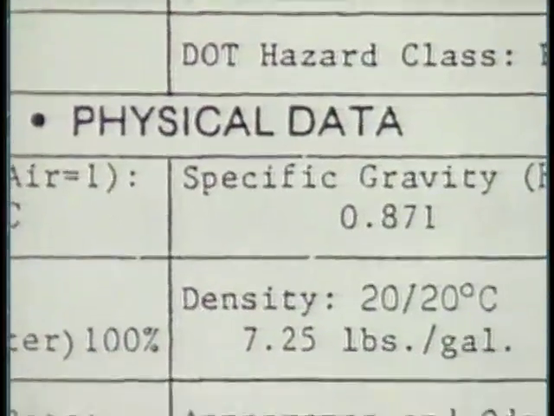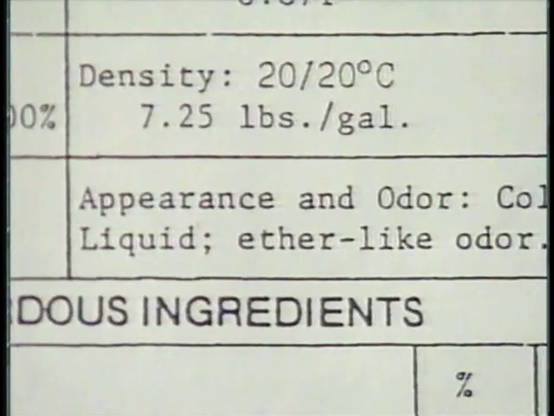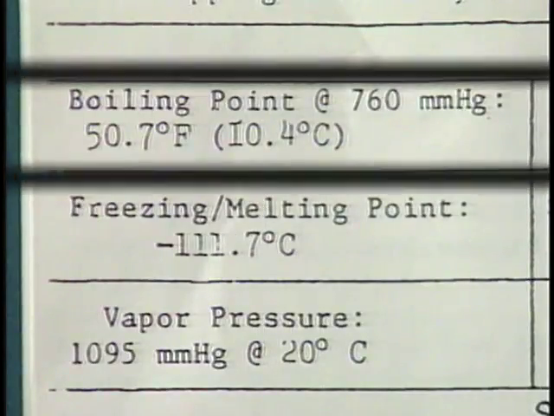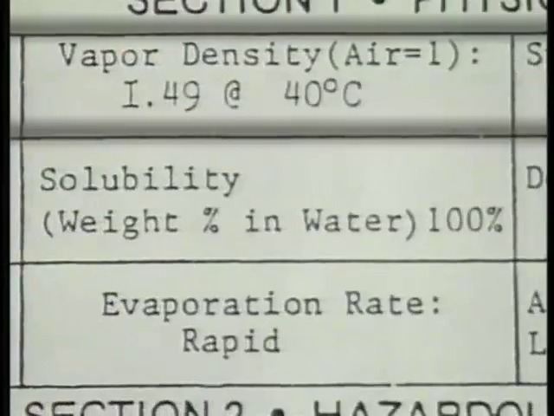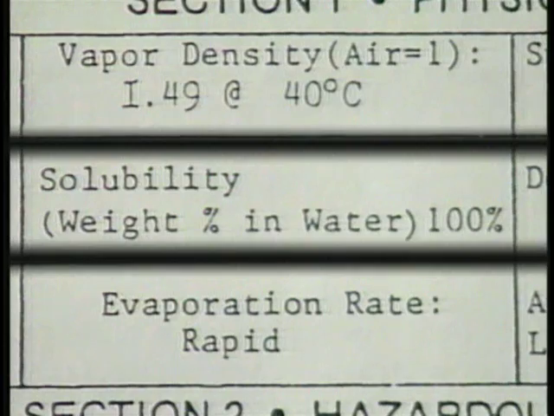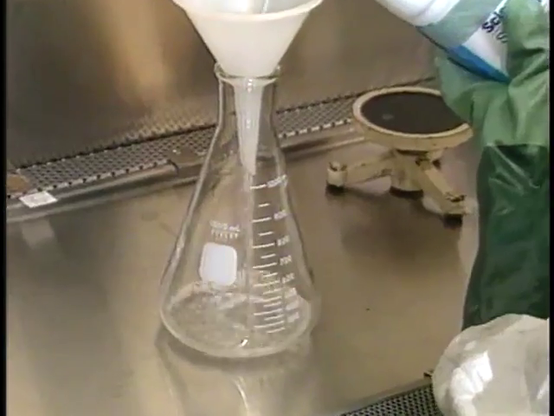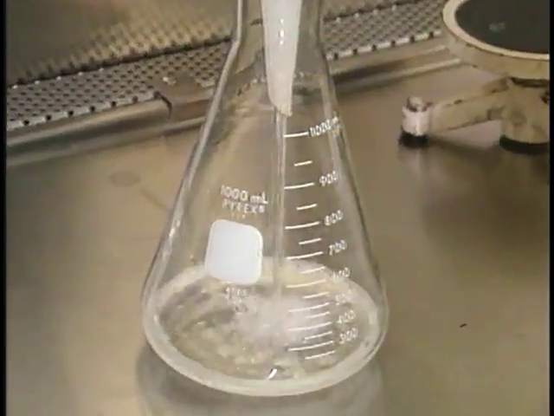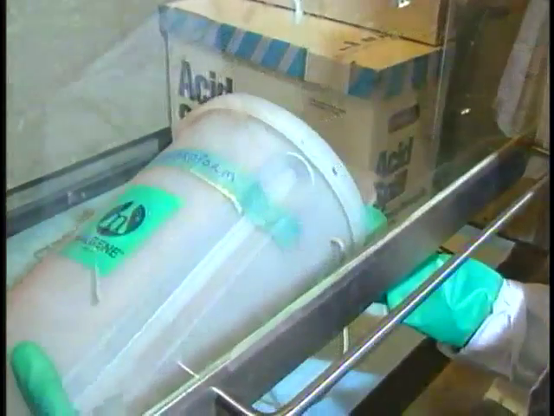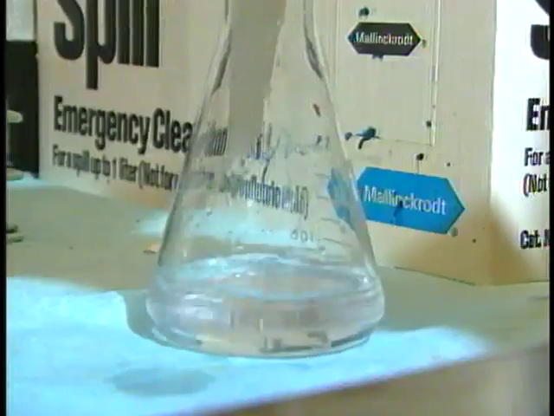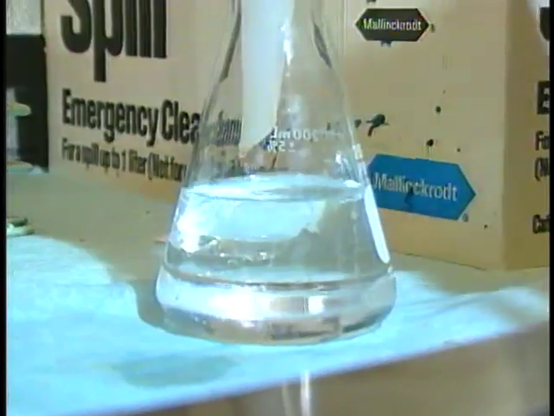A third section describes physical data that can help you identify the chemical, such as its appearance and odor, as well as other characteristics like boiling point, melting point, vapor pressure, vapor density, solubility in water, and evaporation rate. For example, formaldehyde is described on the MSDS as a clear, colorless liquid with a pungent odor, while chloroform, another lab chemical, is described as a clear, colorless, volatile liquid with a sweet, pleasant odor.